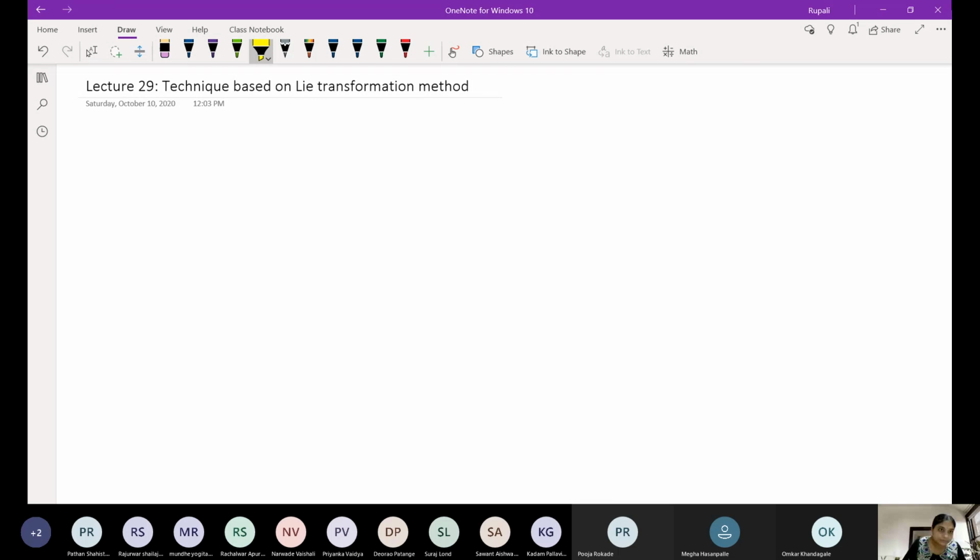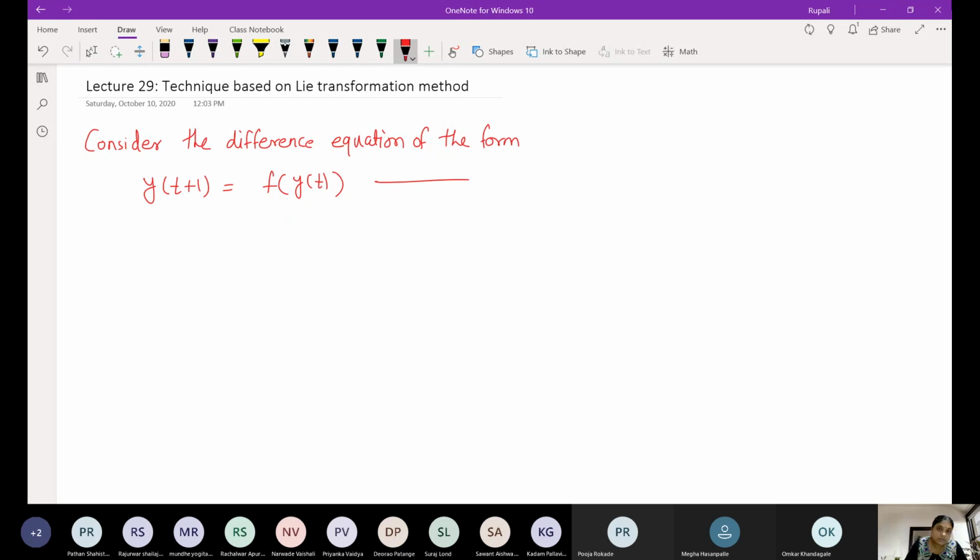Consider the difference equation of the form y at t plus 1 is equal to f of yt. We'll give number 1 to this.